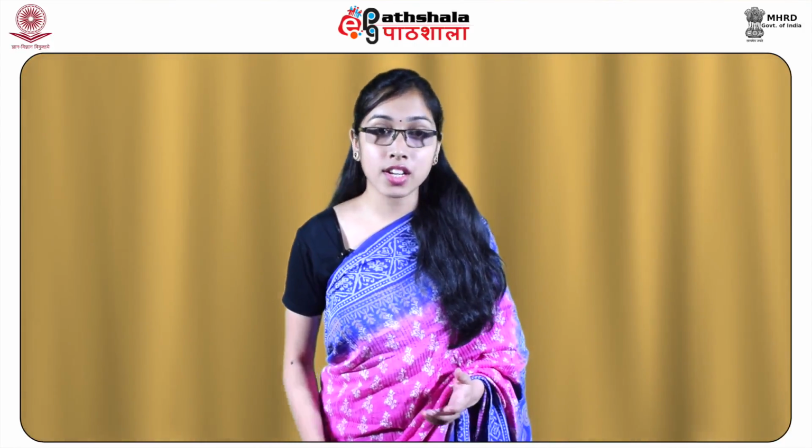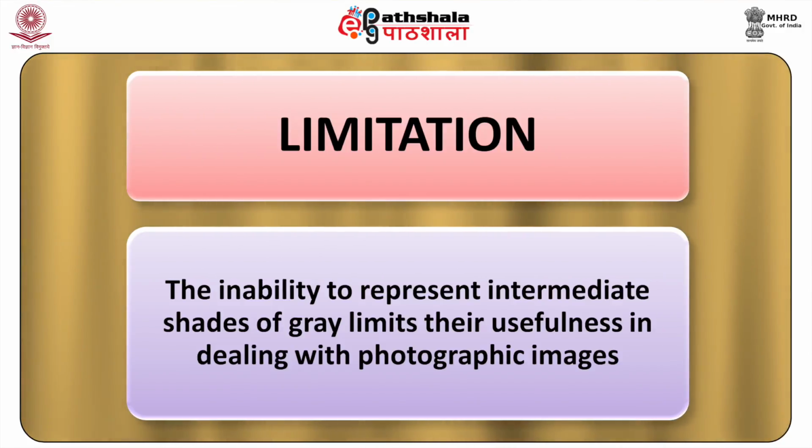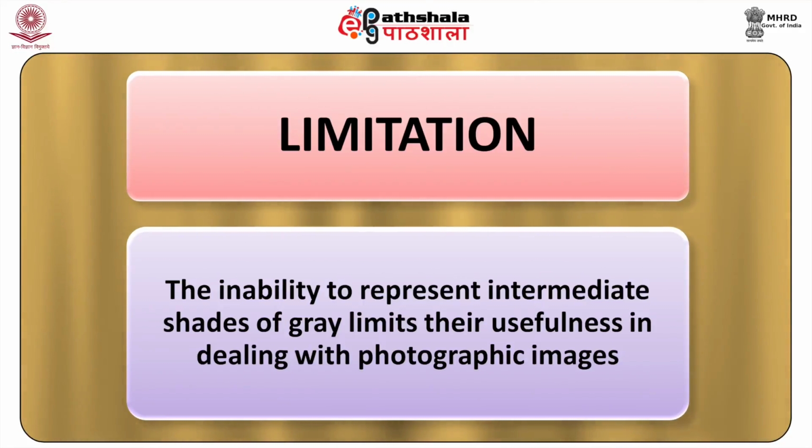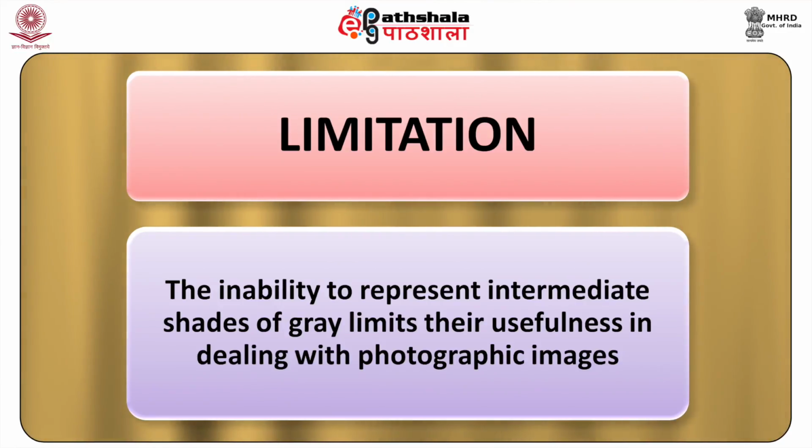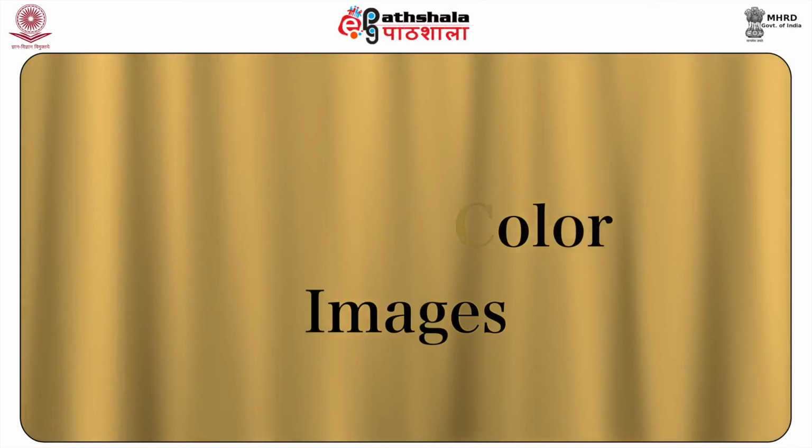In binary or bi-level images, only a single bit is employed to represent a single pixel. Each pixel in a binary image must be one of 2 colors, black or white, as a single bit can exist in only 2 states, either on or off. This inability to represent intermediate shades of gray limits their usefulness in dealing with photographic images. Next are the indexed color images.